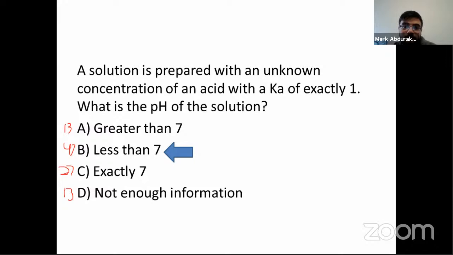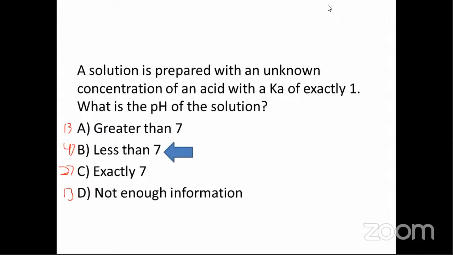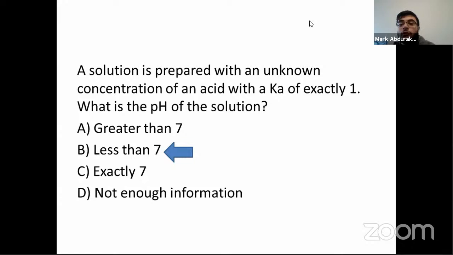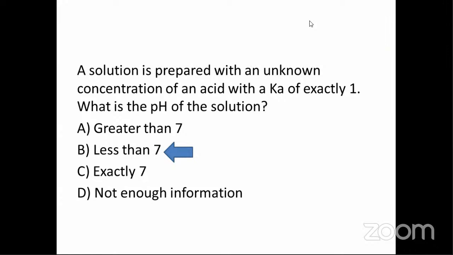Any questions? I had a question. Sorry. Go ahead. No, you first. Go ahead. Okay. So if it's less than one, would it be a weak acid? Are you referring to Ka or pKa? Ka, if it's less than one.